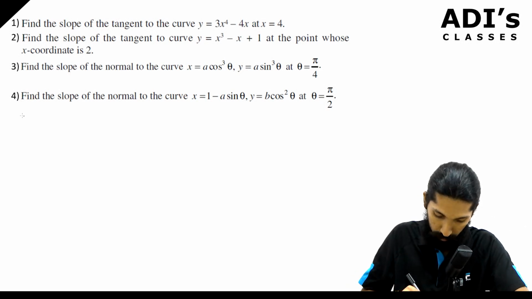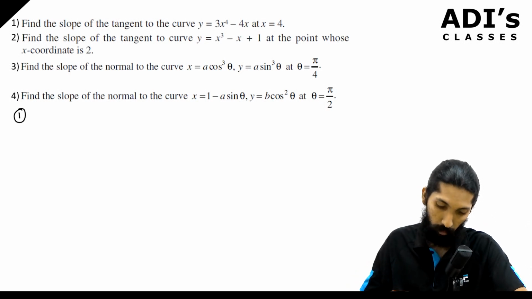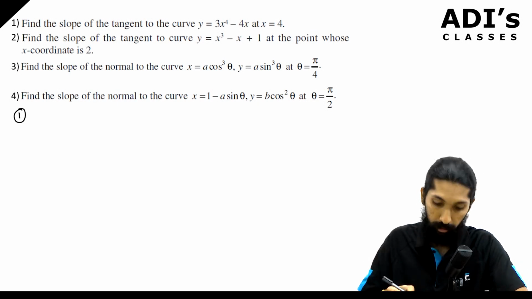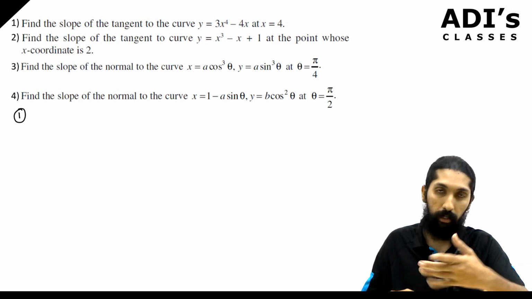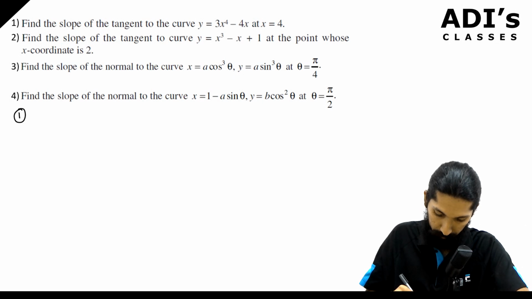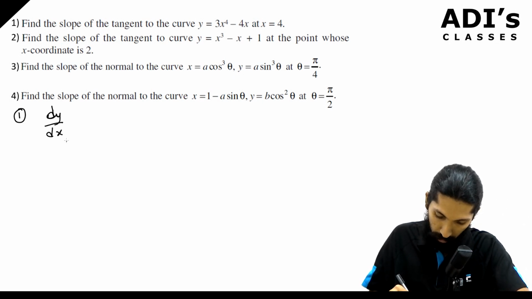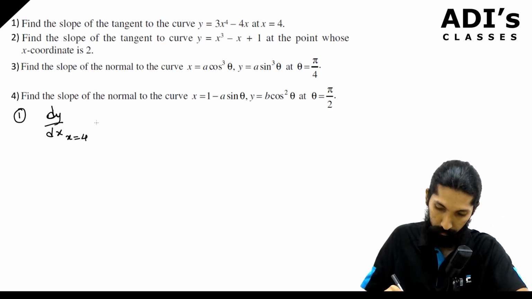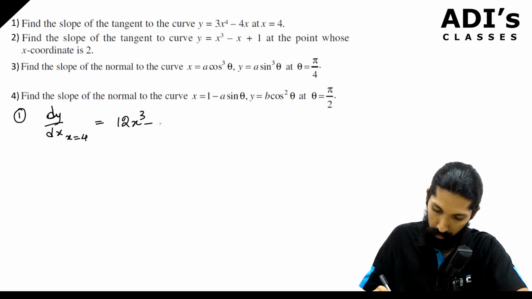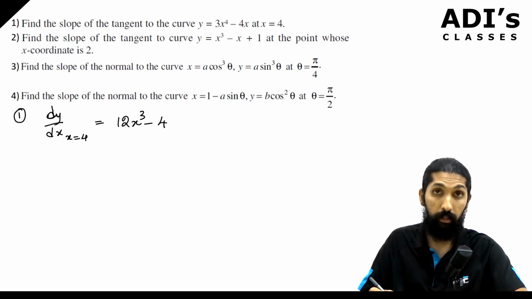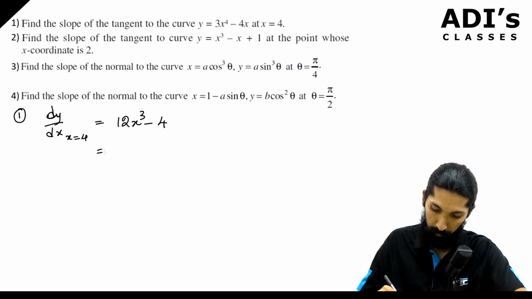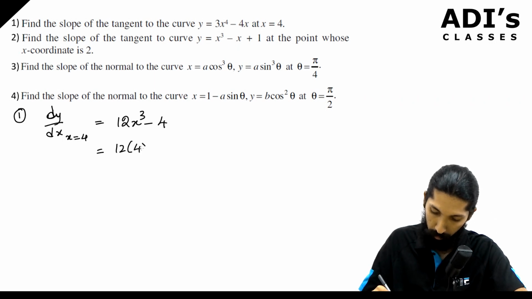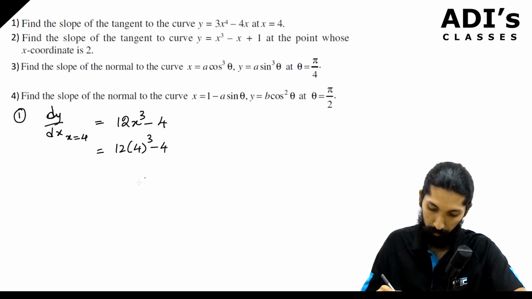See the first one. You have to first differentiate, so directly we'll start with the problem. We have dy by dx at x is equal to 4. So you'll have 12x cube minus 4, isn't it? This is the derivative. So this will become 12 into 4 cube minus 4.